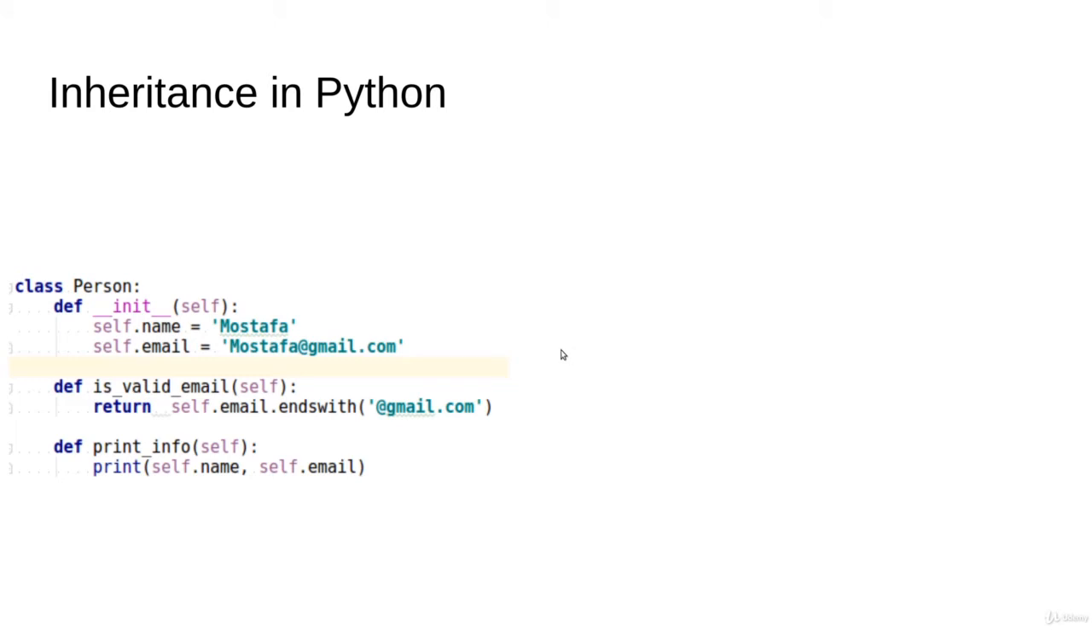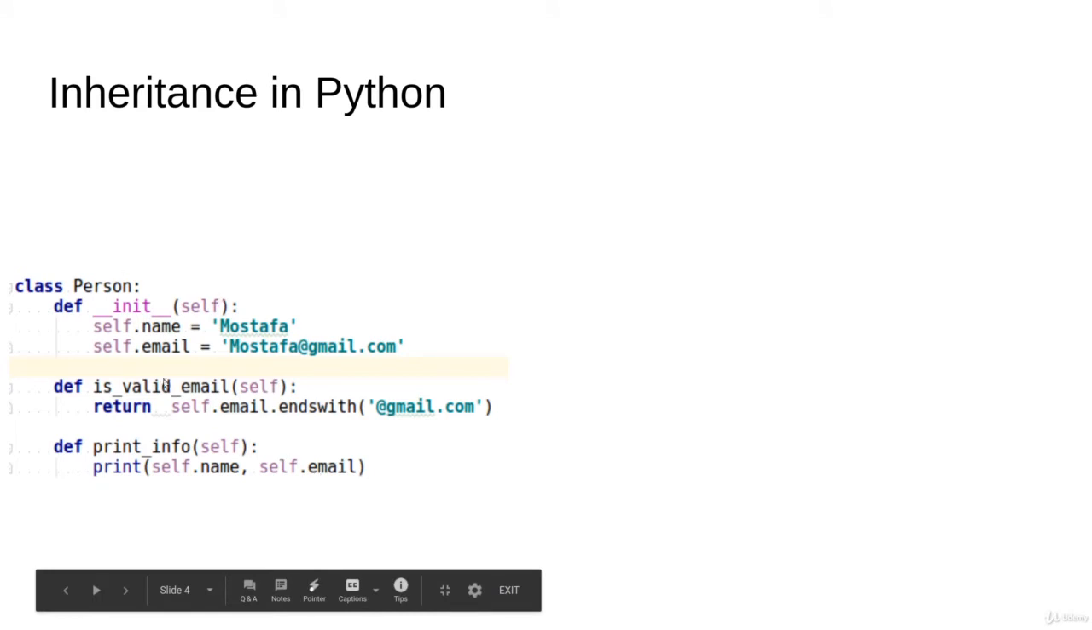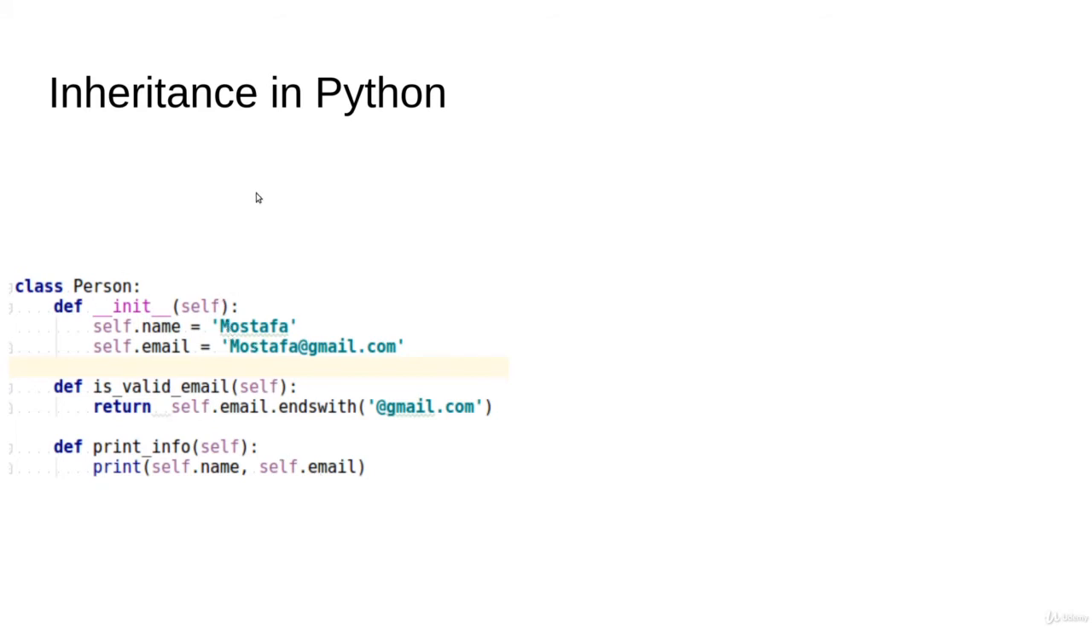Let's use a simple example here. A person. We know that the student is a person. So what is a person? For simplicity, we have a class here that has some name and some email and some function for checking the is valid email and some function to print the data. It's a very trivial class, nothing here realistic.